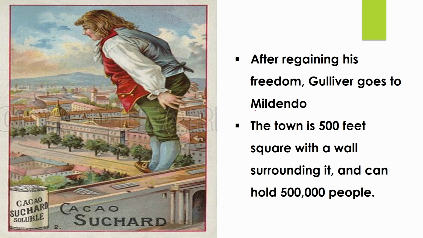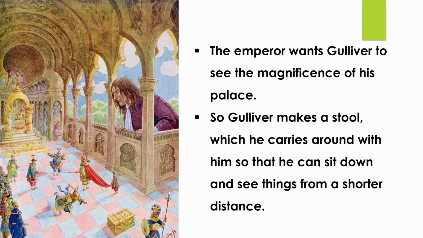In the fourth chapter, we find that after regaining his freedom, Gulliver goes to Mildendo, the capital city of the Lilliputians. The residents are told to stay indoors, and they all sit on their roofs and in their garret windows to see him. The town is 500 feet square with a wall surrounding it and can hold 5 lakh people. The emperor wants Gulliver to see the magnificence of his palace, which is at the center of the city. So Gulliver cuts down trees to make himself a stool, which he carries around with him so that he can sit down and see things from a shorter distance.